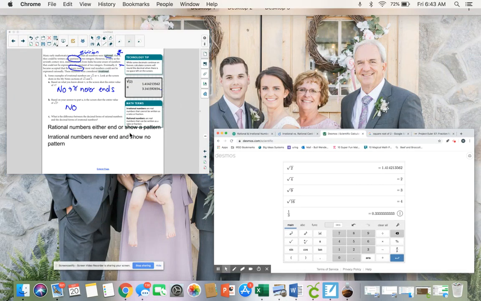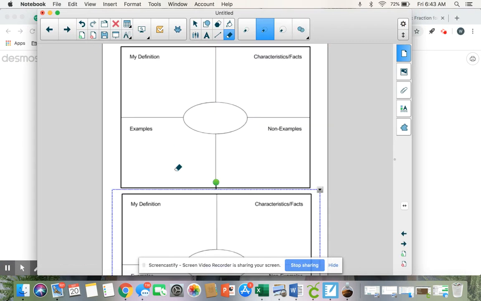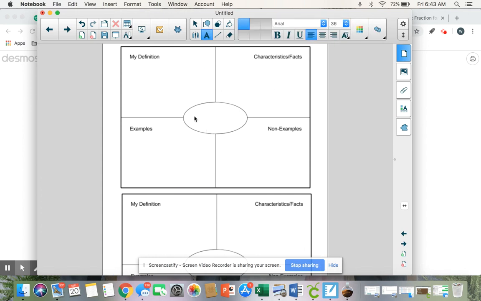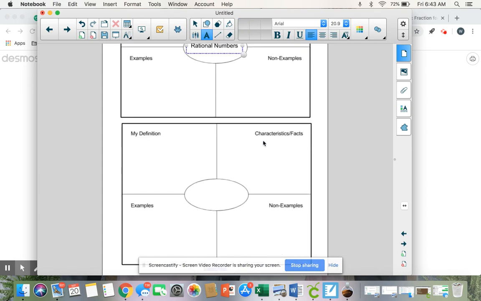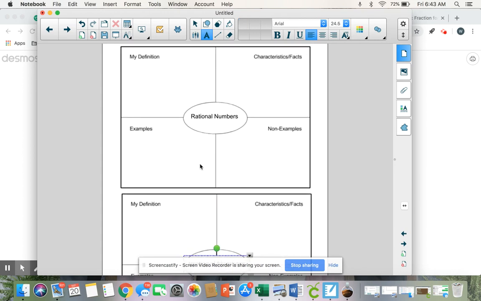So this is actually still a rational number. All right, let's dive into this a little bit more. In your notes, I want you to draw a Frayer model, and I want you to label this first one rational numbers, and let that take up the top half of the page. Then down here, I want you to do irrational numbers and let that take up the bottom half of the page. Okay, so rational numbers at the top half, irrational numbers at the bottom half.